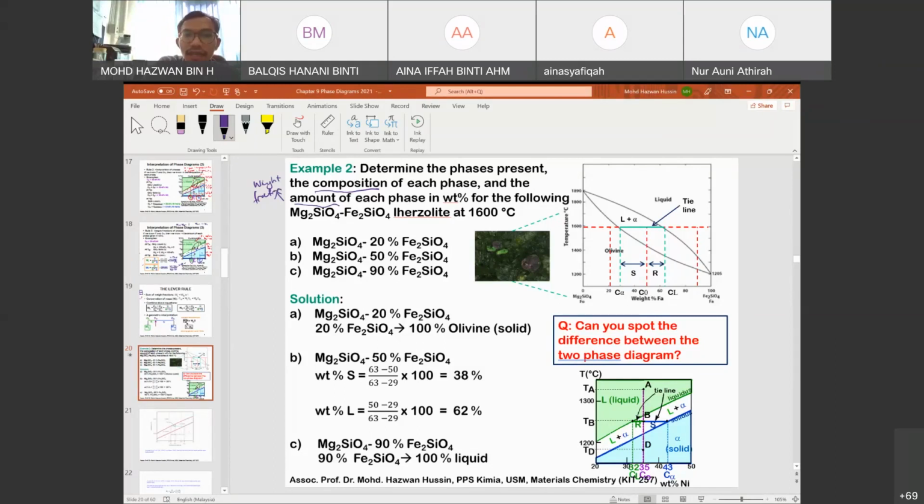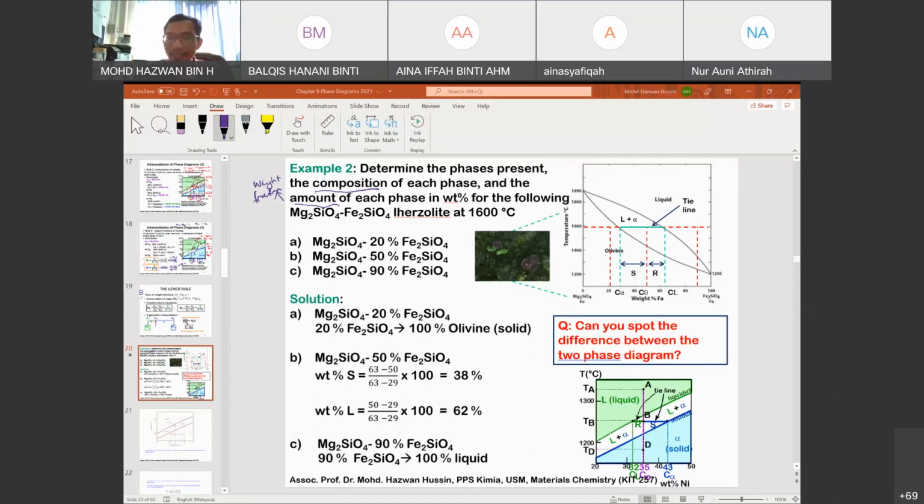All right, so at 1600, A, you have a composition of 20% iron silicate. B, at 50% composition of iron silicate. And C, at 90% composition of iron silicate. So I want someone to try this.